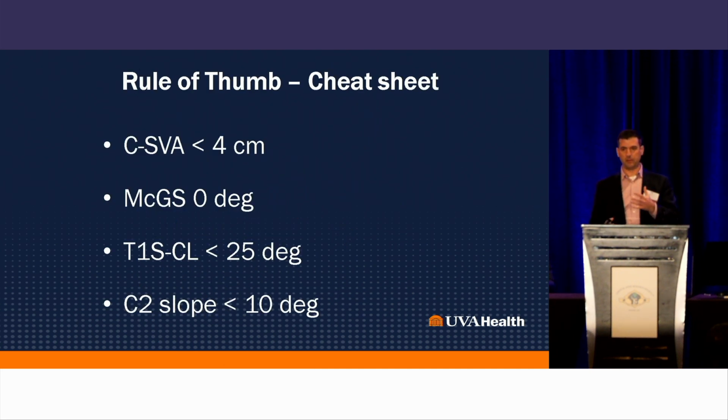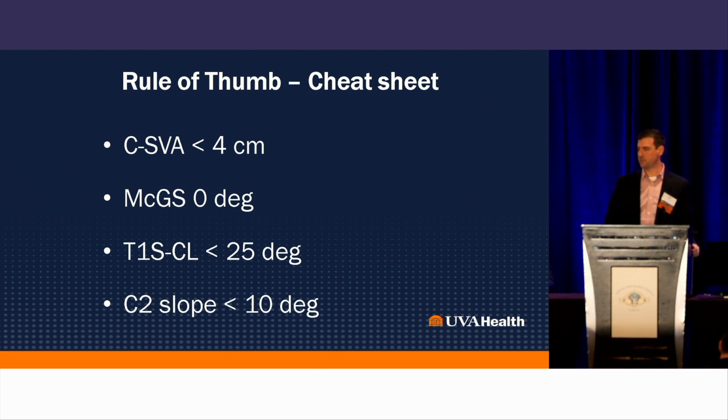So my rule of thumb or cheat sheet: we certainly have a much better idea of what to do for global spinal alignment, but I think you want to keep your cervical SVA less than 4 centimeters. You want to be able to maintain a horizontal gaze, so a McGregor slope of 0 or a chin-brow angle of 0. You want to have a T1 slope cervical lordosis mismatch less than 25 degrees. And I think a really easy one is if you have a C2 slope less than 10 degrees, they have a well-compensated cervical sagittal alignment.